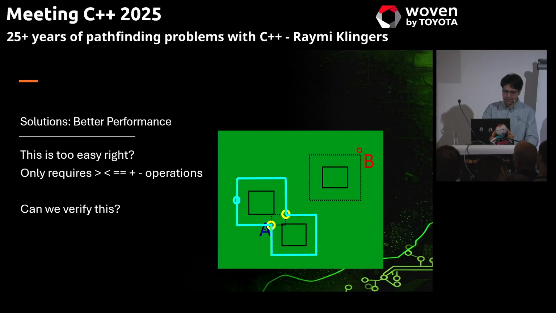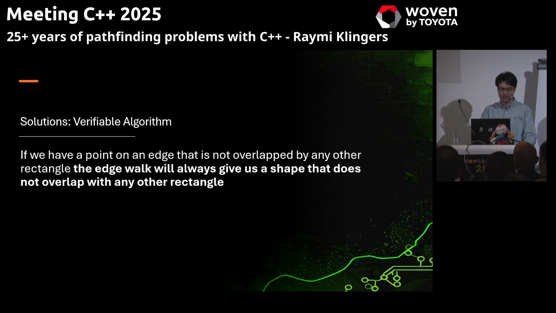So I was thinking, this must be too easy. Can I actually verify if this algorithm works? Because, well, I can just ship it, and then the players would complain when it breaks, but can I do this before I actually ship it to the players? Now, if we have a point on an edge that is not overlapped by any other rectangle, the edge walk will always give us a shape that does not overlap with any other rectangle. This is just a property of this algorithm.